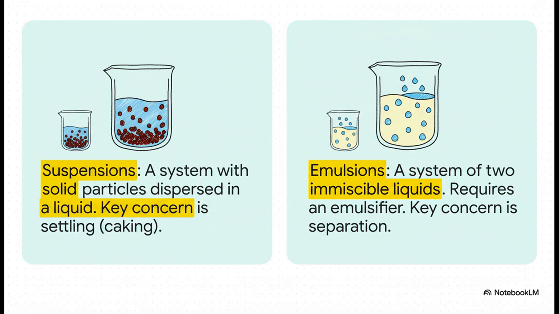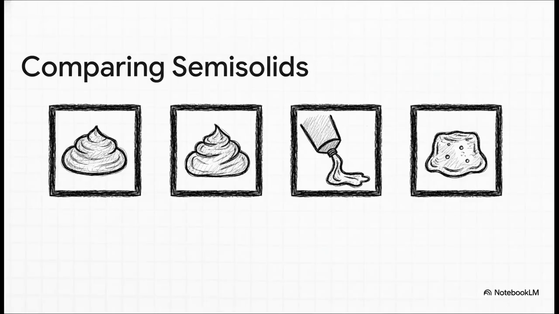With suspensions, the big worry is caking, where all the solid bits settle into a hard-to-remix brick at the bottom. For emulsions, the problem is creaming or coalescence, which is when the oil and water layers start to separate. Okay, a quick rundown of semisolids.